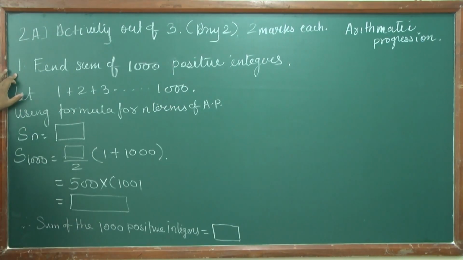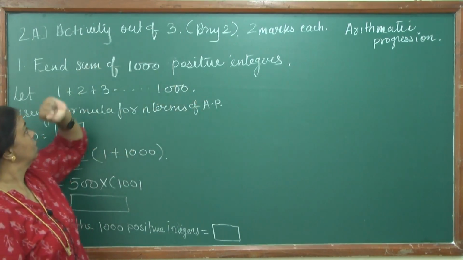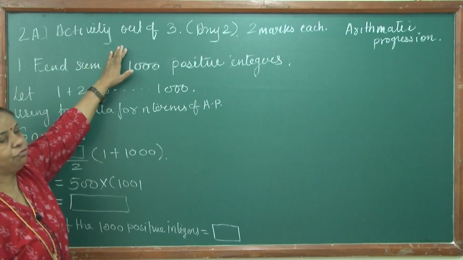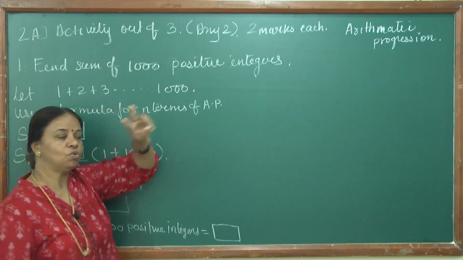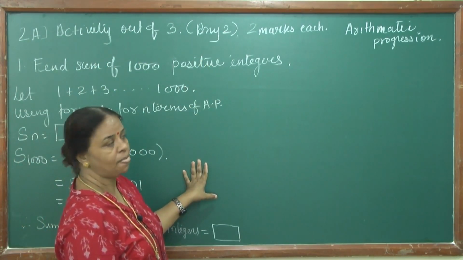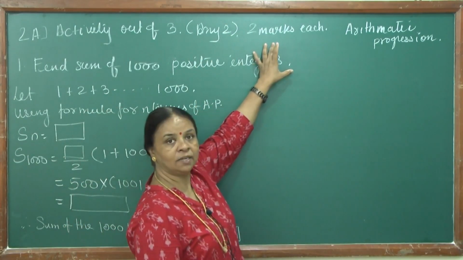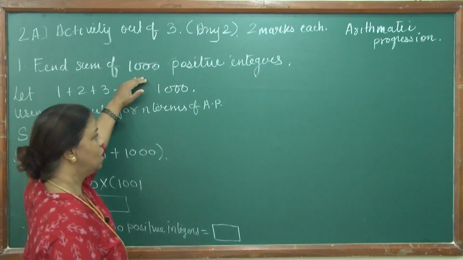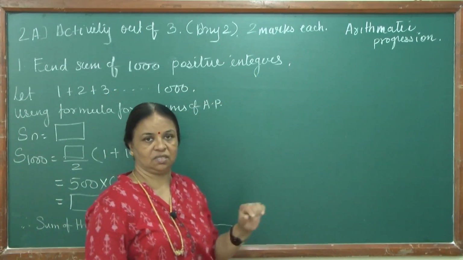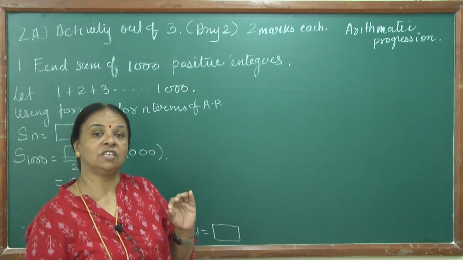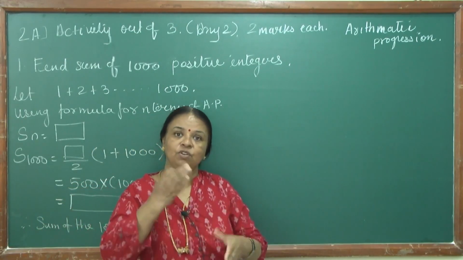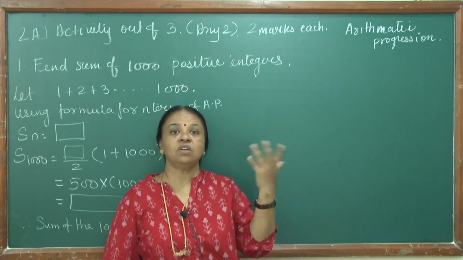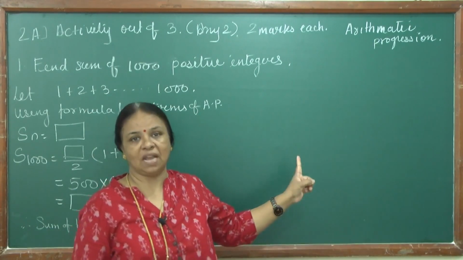So the first question from Arithmetic Progression of 2A, activity based question. Out of 3 questions, any 2 questions you will have to attempt, children, and each is of 2 marks. The first question says find the sum of 1000 positive integers. Find the sum means add. When you add 1000 numbers, what will be the answer? That you will have to find out.